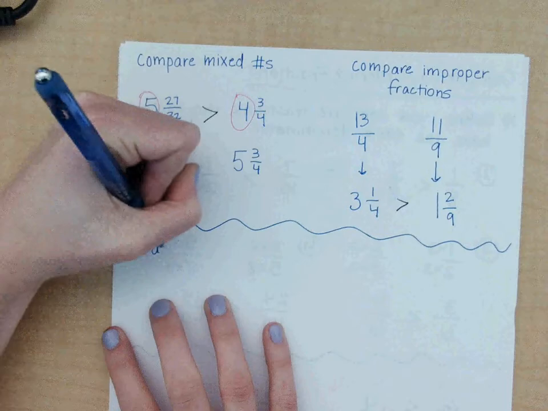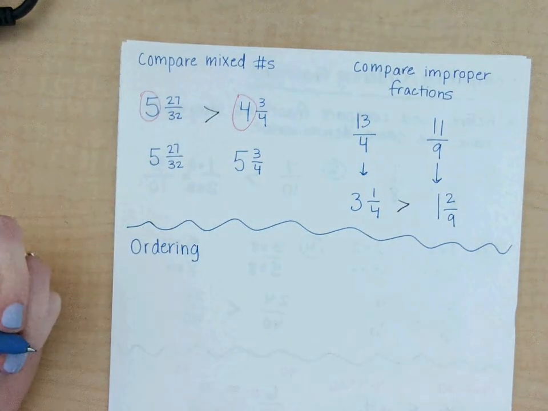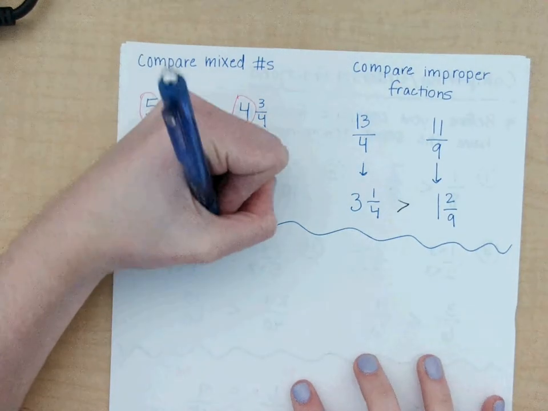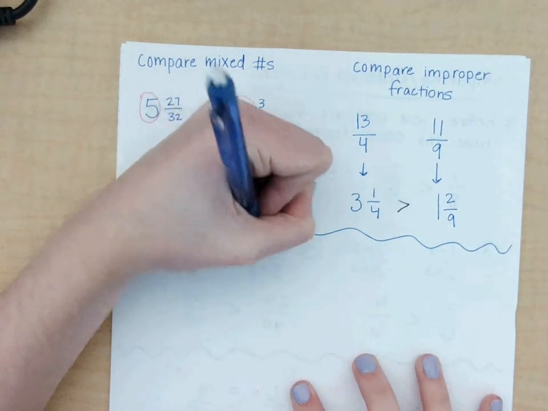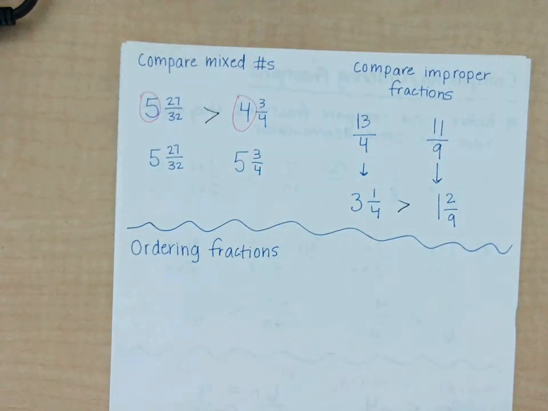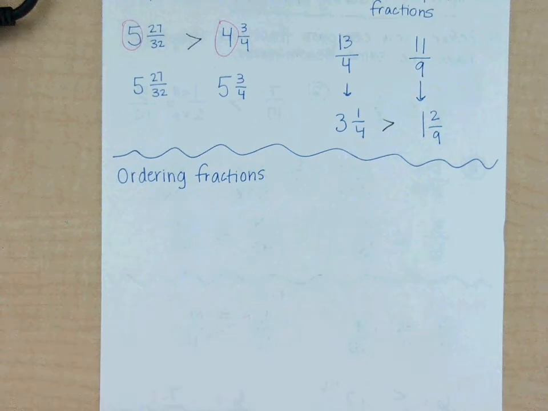Just a lot of different examples I want to make sure you see. So we're going to look at ordering a group of fractions, but we're also going to look at ordering a mixture of fractions and decimals, because sometimes you might have a couple fractions and a couple decimals that you have to put in order. Okay, but we're going to start with just fractions.